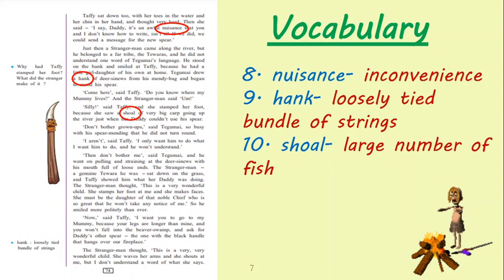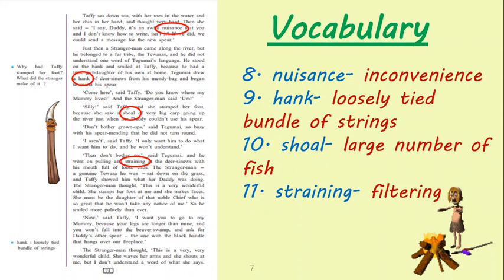Why didn't Tegumai turn around? Yes, you're correct. Tegumai did not turn around because he was busy mending his spear. And by this time, students, Taffy was irritated because the stranger was not understanding what Taffy wanted him to do. And Tegumai continued mending his spear. Students, look for a word that means filtering. Yes, you're right. The word straining means filtering.